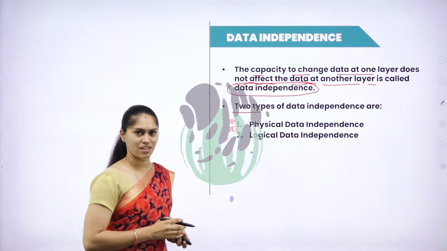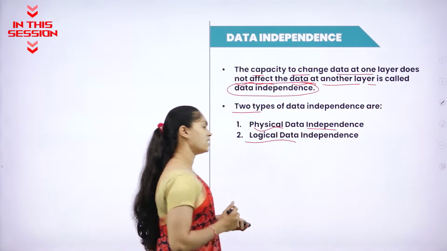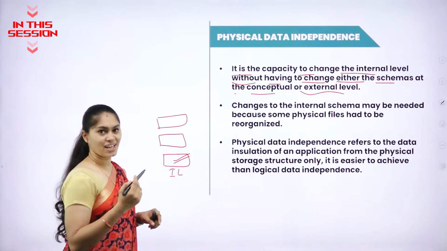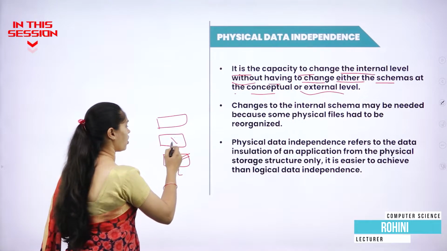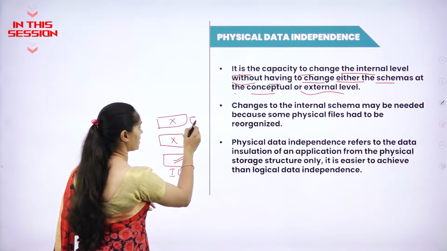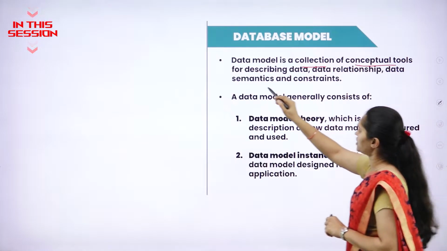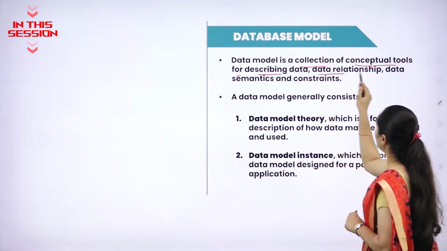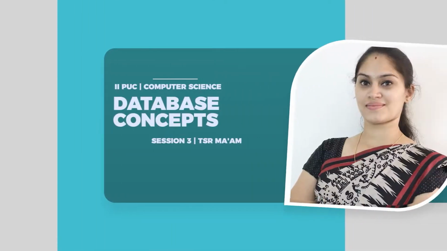Types of data independence. It includes physical data independence and logical data independence. If you are making any changes to the internal level, that should not affect the conceptual level as well as the external level. So a data model is a collection of conceptual tools for describing data, data relationships, data semantics and constraints.